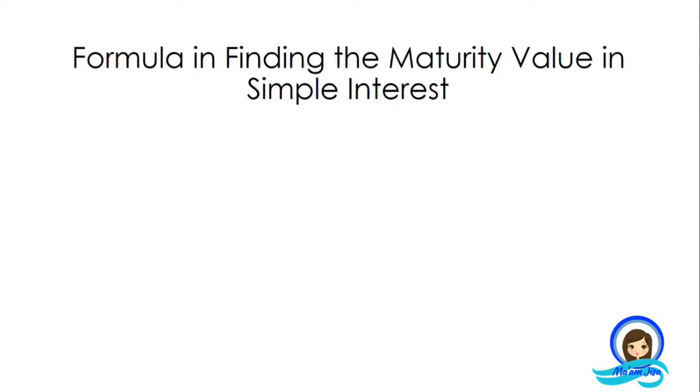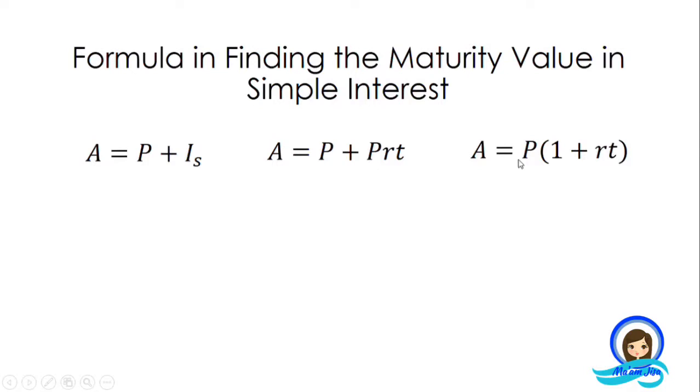The formula in finding the maturity value in simple interest is this. So we have here A equals P plus I sub S. This is what I have introduced to you earlier. And we can actually explore this formula further. We all know that I sub S is PRT. So maturity value can also be solved using this formula, principal plus PRT, or we can compute the maturity value using this formula. But these three formulas actually will yield the same result. We can use any of these three to find the maturity value in simple interest, but most of the time, the third formula is being used.